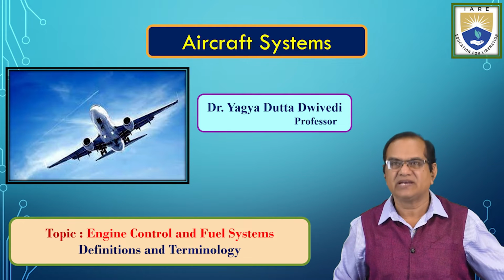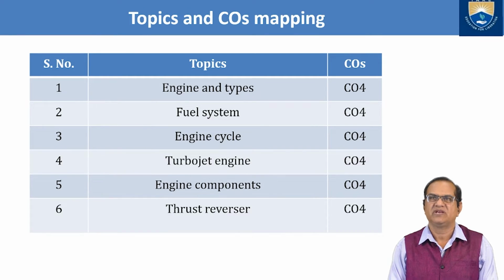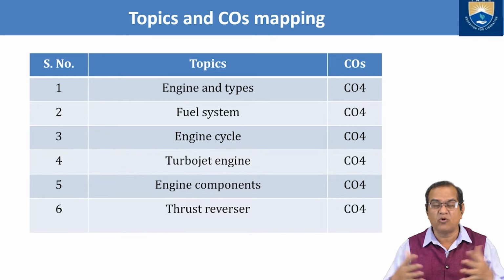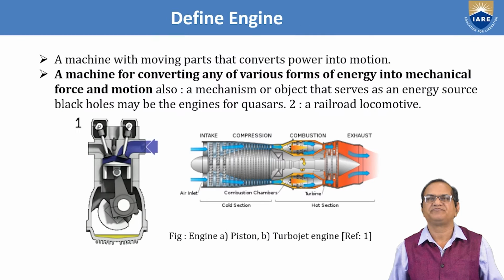So today my topics and the CO mapping of today's lecture. The first topic is engine and its types, covering CO4. Then we have fuel systems covering CO4. Engine cycles, CO4. Turbojet engine also CO4. Engine components also CO4. Thrust reversal, these are also CO4. So these are topics, their definitions and terminology I am going to discuss. However, I will go into some more detail to explain the topics.